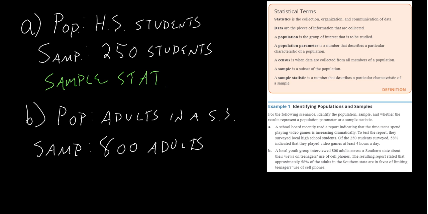All right, so now is this going to be a population parameter or a sample statistic? In this particular case, it's going to be a population parameter because we're referring to all the adults in that particular state. So it's going to be a population parameter.